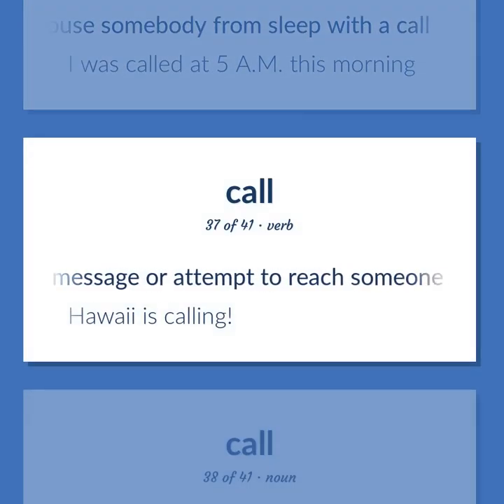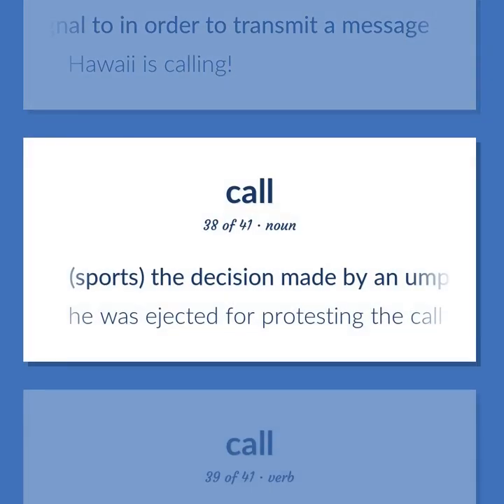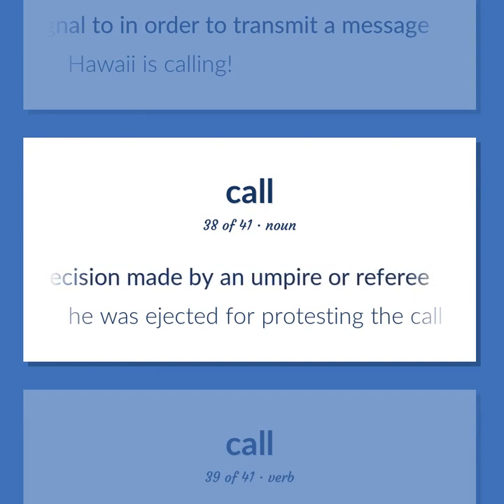Send a message or attempt to reach someone by radio, phone, etc. Make a signal to in order to transmit a message. Hawaii is calling. Sports, the decision made by an umpire or referee. He was ejected for protesting the call.